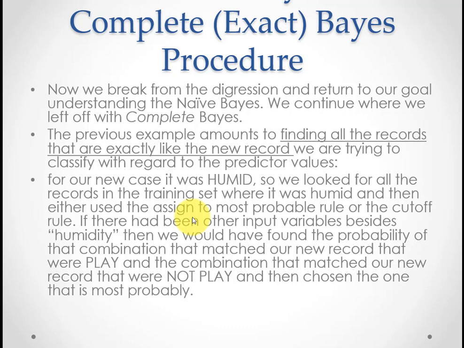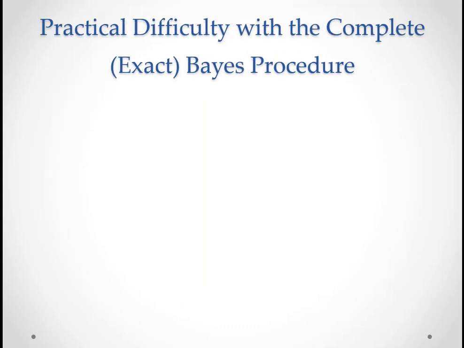If there had been other input variables besides humidity, then we would have found the probability of the combination that matched our new record that were play, and the combination that matched our new record that were not play, and then chosen the one that is most probable. Okay, so what's wrong with doing this? Maybe we should just go ahead and use the complete Bayes. Why do we have to go any further? Why should we go to something called the naive Bayes? So what's the problem with this procedure? There's a practical difficulty with the complete, or exact, Bayes procedure. What's the practical difficulty?